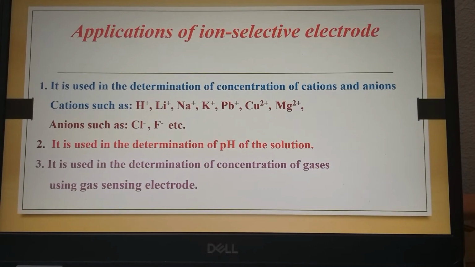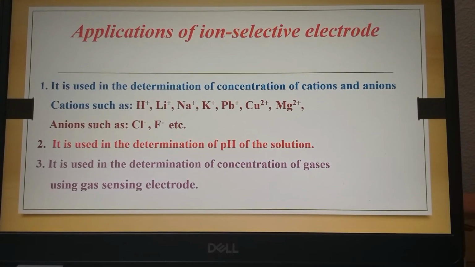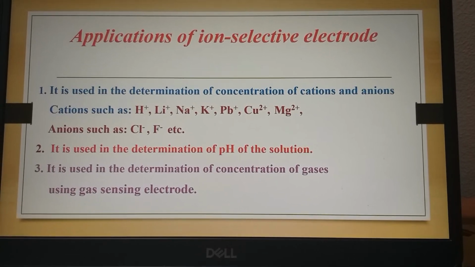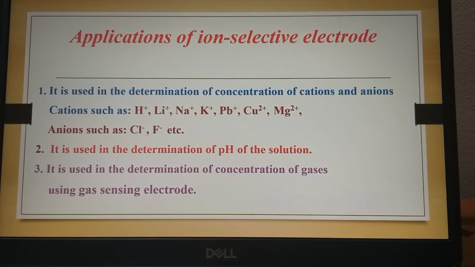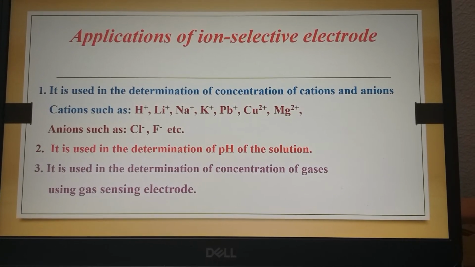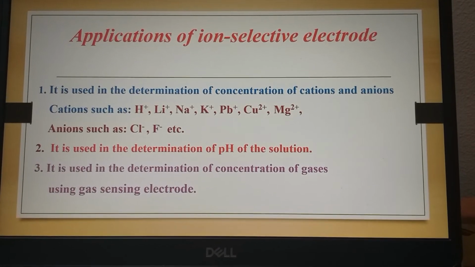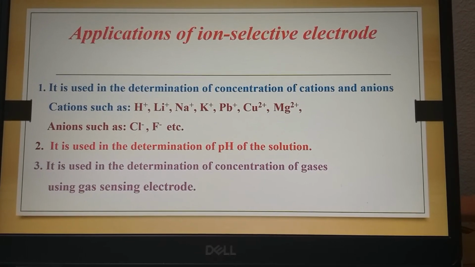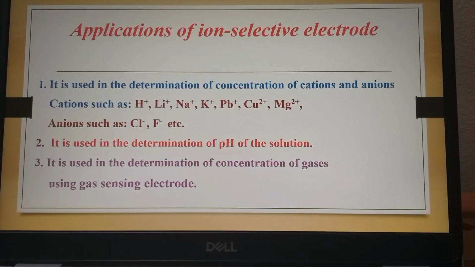The concentration of gases can be determined using the gas sensing electrode, which is very important because earlier there were no gas sensing electrodes, and when people were going into the mines, they were caught in fire hazards. But now with the help of gas sensing electrodes, even traces of gases are detected and the mines are evacuated in a given time and people's lives are protected. So this is how the ion selective electrodes work.